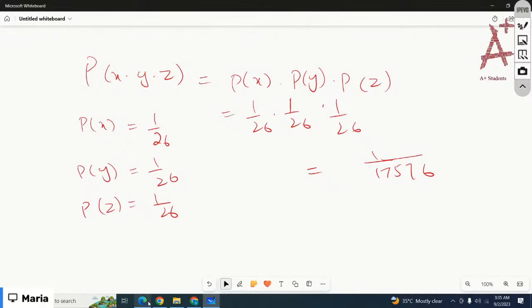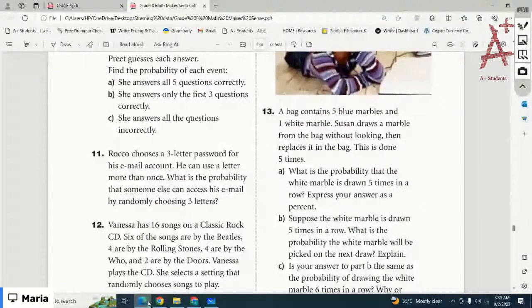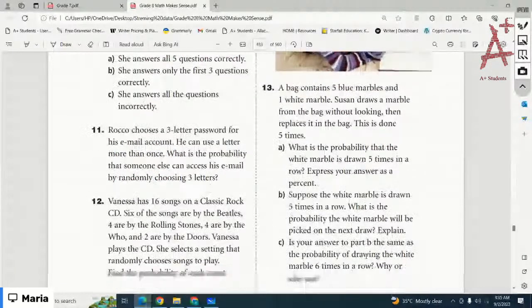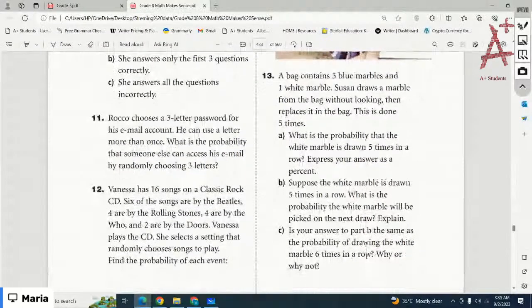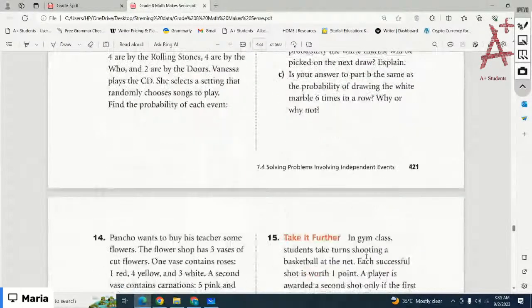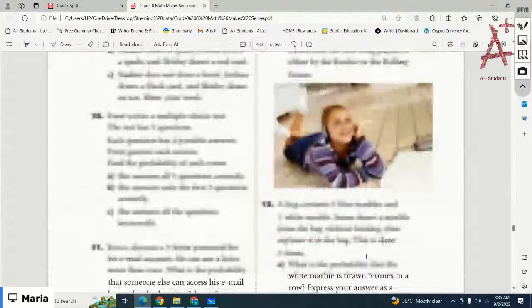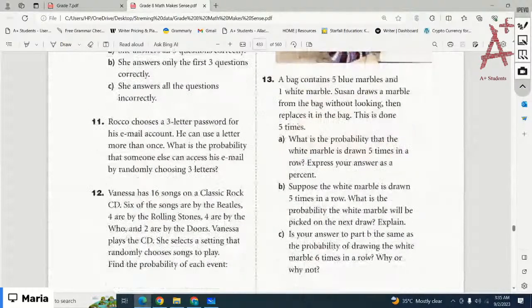The next one is question number 13. A bag contains 5 blue marbles and 1 white marble. Susan draws a marble from the bag without looking, then places it back in the bag. This is done 5 times. What is the probability that the white marble is drawn 5 times in a row? Express your answer as a percent.